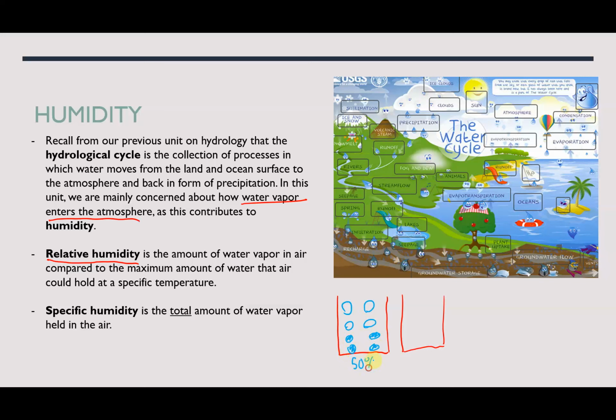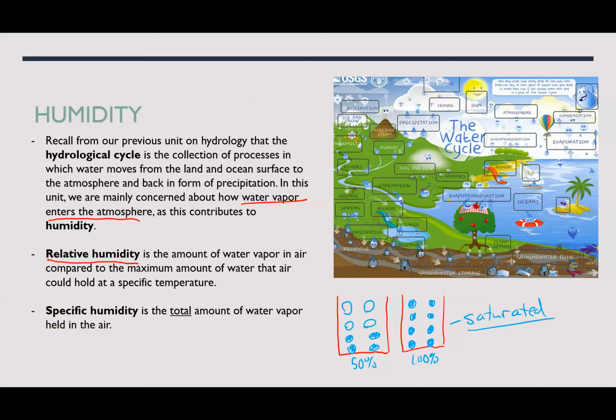4 water molecules. So this has a relative humidity of 50%, whereas if you have all 8 out of 8, so if you have all the water that you can possibly store in here, this would be 100% relative humidity, and this is known as being saturated. So saturated means it's absolutely as full as you possibly can be.